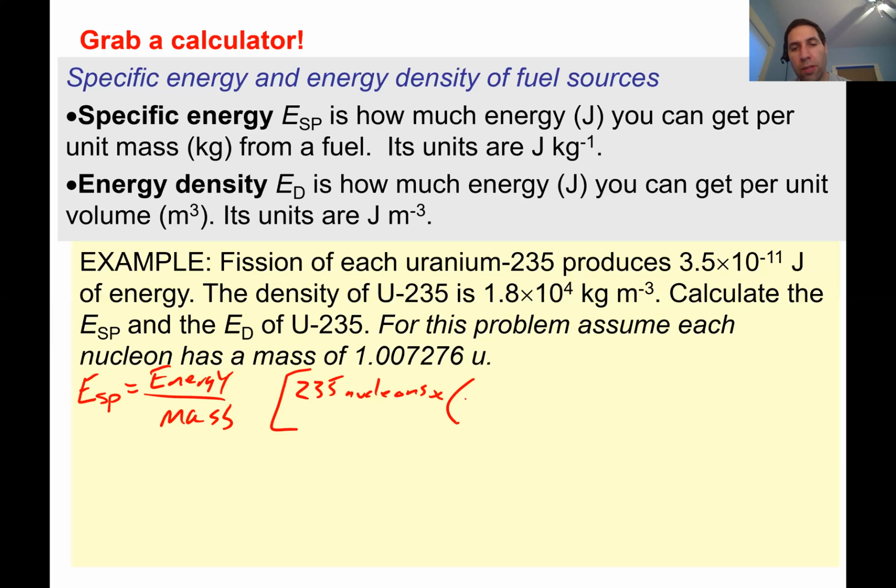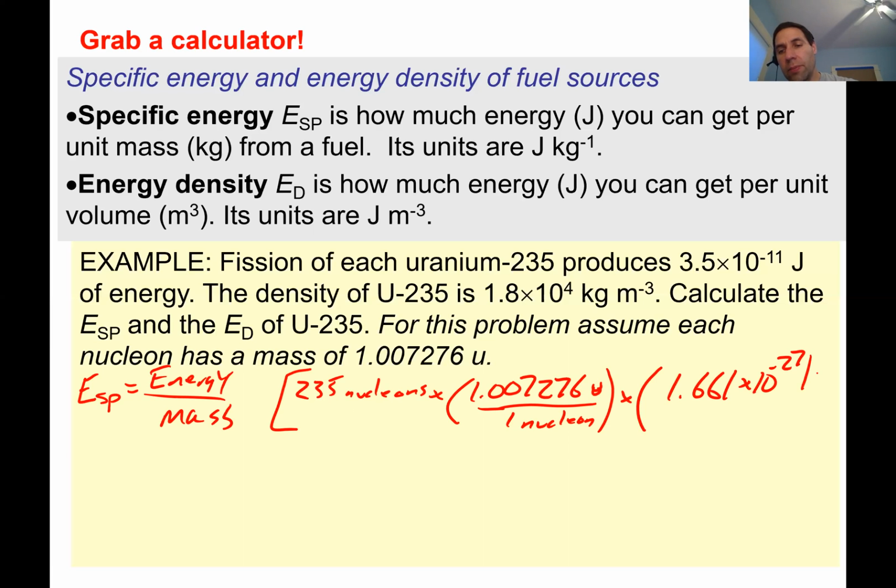And we know that by what I just gave you, 1.007276 AMU per one nucleon. And we know what's true about the conversion from atomic mass unit to kilograms. This is something that is in your data booklet. 1.661 times 10 to the negative 27th kilograms is 1 AMU.